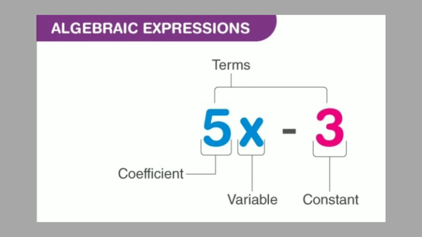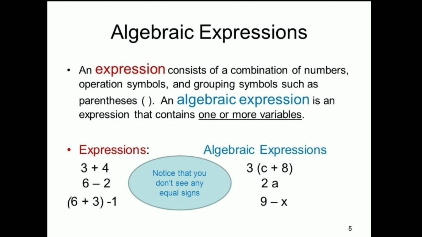Then we see the notation of algebraic expression. An expression consists of a combination of numbers, operations, symbols, and grouping of symbols such as parentheses. An algebraic expression is an expression that contains one or more variables. See some examples. Expressions: 3 plus 4, 6 minus 2, bracket 6 plus 3 bracket close minus 1. These are some examples of expression. And algebraic expression examples are 3 in bracket c plus 8, 2a, 9 minus x.